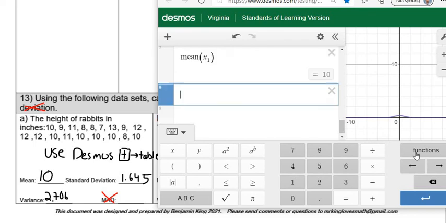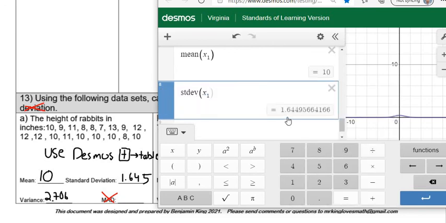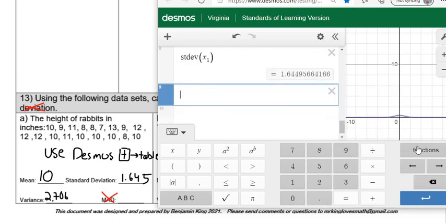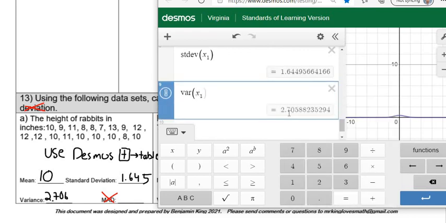The mean is 10. What is the standard deviation? Go to Function, Stat, Standard Deviation, x1, 1.645. And then here, go to the variance of x1, and that's 2.706. That's what I wrote down here. Now, what is the variance? Because we've obviously talked about mean and standard deviation. The variance is a measure of whether or not your curve is normal.